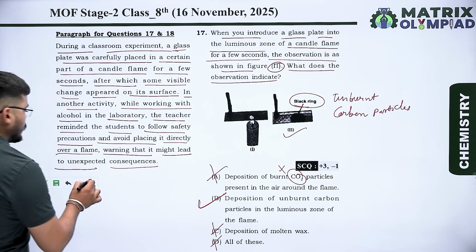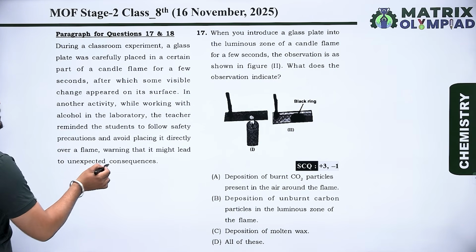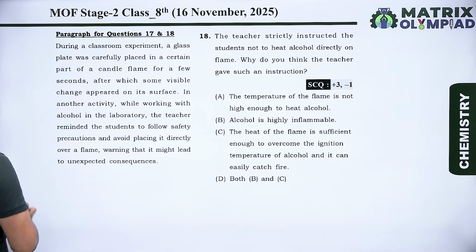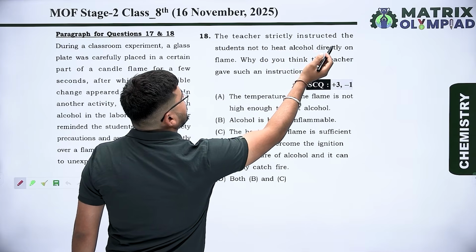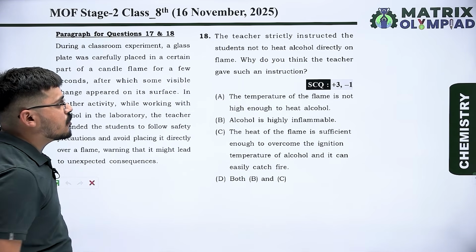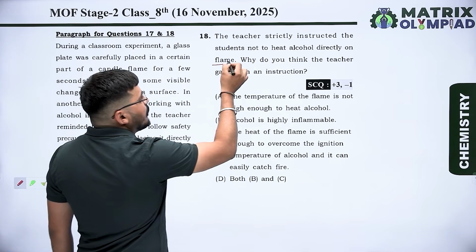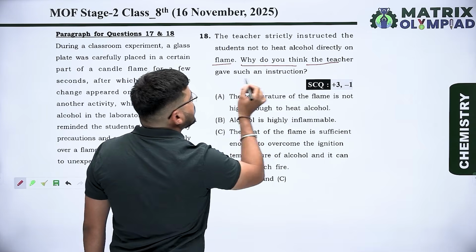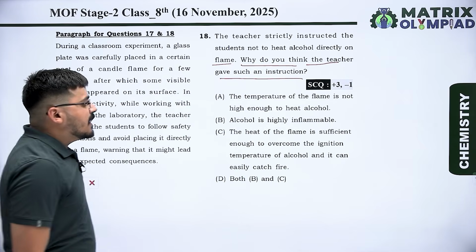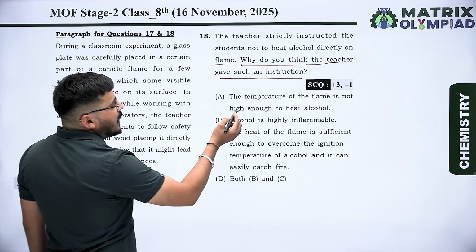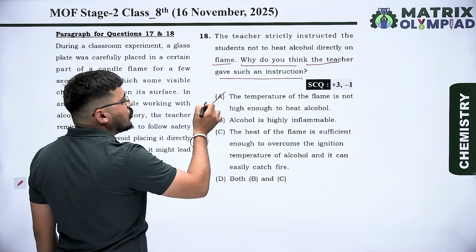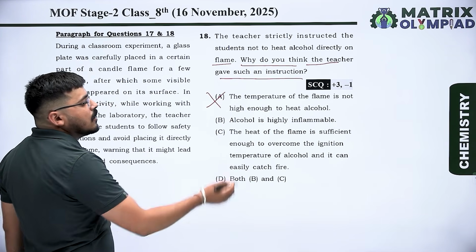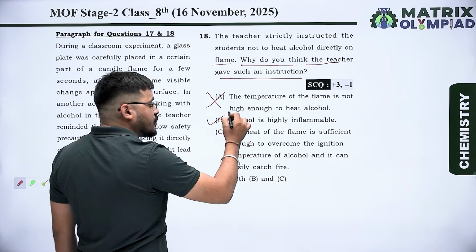Let's move to the next question, question number 18, which is also based on this same case, same activity. Question number 18 says the teacher strictly instructed the students not to heat alcohol directly on the flame. Why do you think the teacher gave such an instruction? Let's check the options. Option number A, the temperature of flame is not high enough to heat alcohol. No. Option number B, alcohol is highly inflammable. Yes, this option is correct.